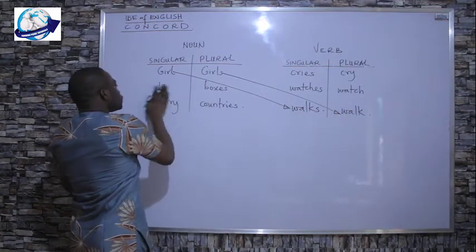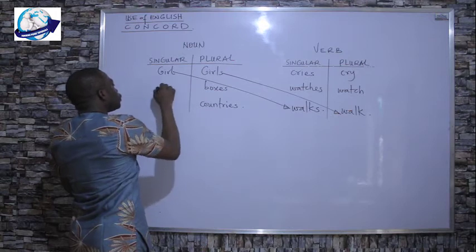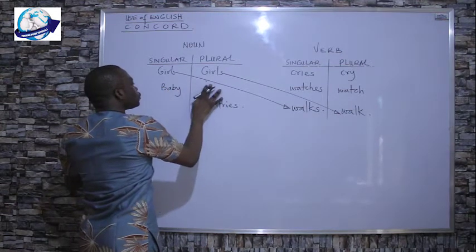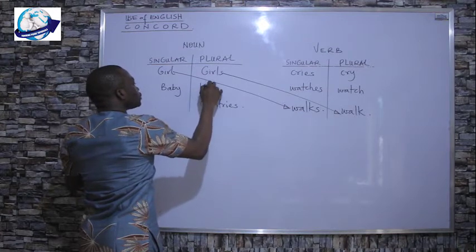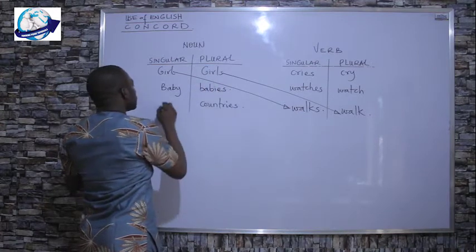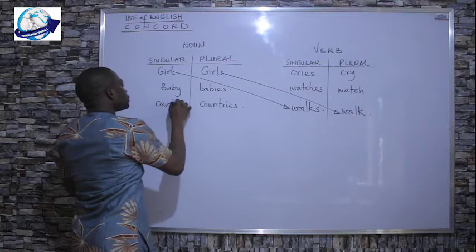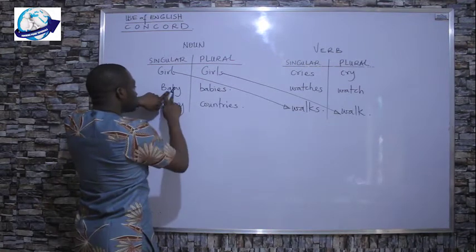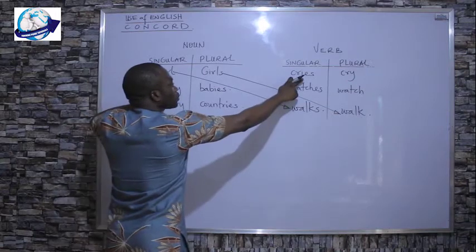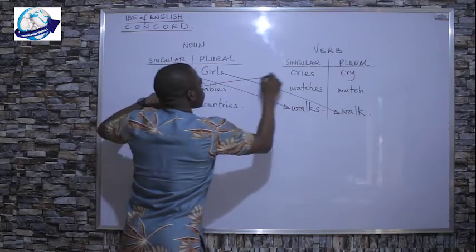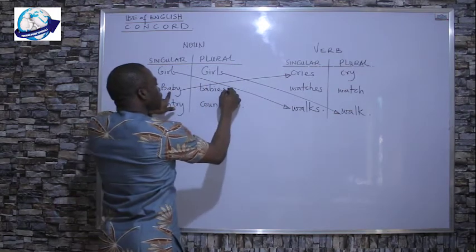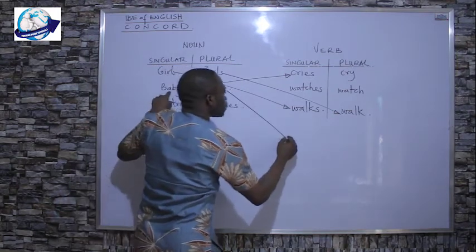And if I want to make it good, I can put the word here, baby. I can also change this to babies. I can leave this as country. Let me take one more example. This is baby now. It's singular. This is what? Singular. I can match it. Baby cries. Why? Babies cry.